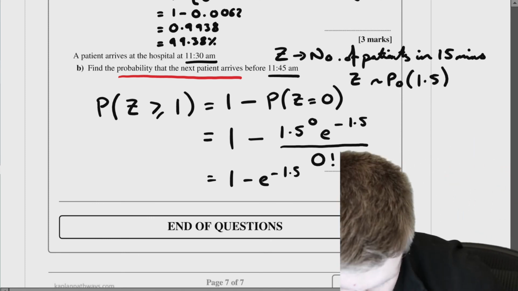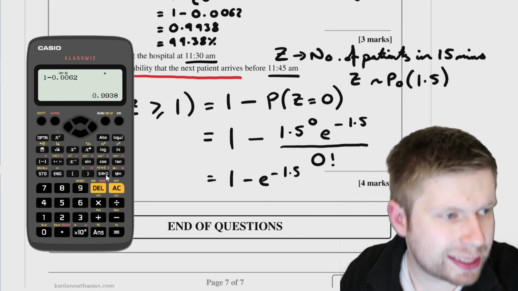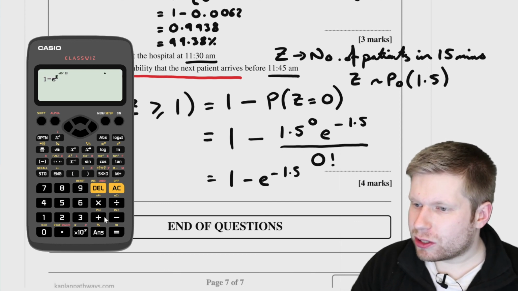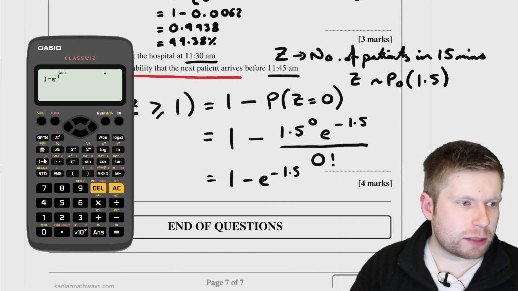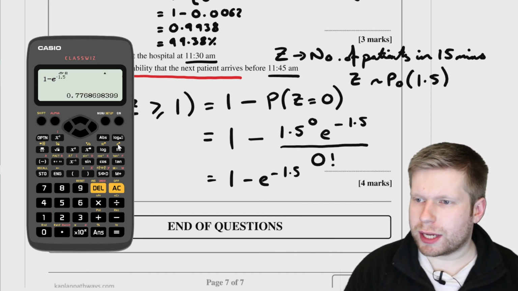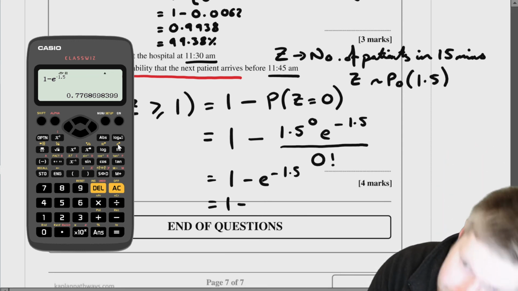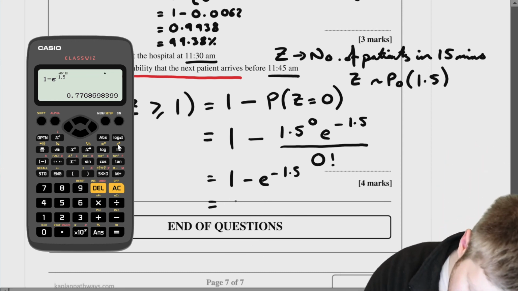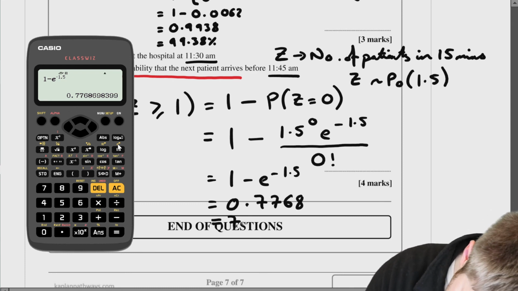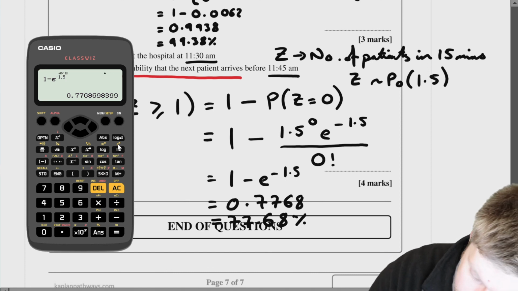So let's have a look at this then. 1 minus e to the negative 1.5. Let's stick that in a calculator and be done with this. So let's do 1 minus e, which is that button, to the negative. Let's be proper here: 1.5, hit equals, and we get 0.7768, which is approximately 78%, or 77.68%. Either one of those is fine.